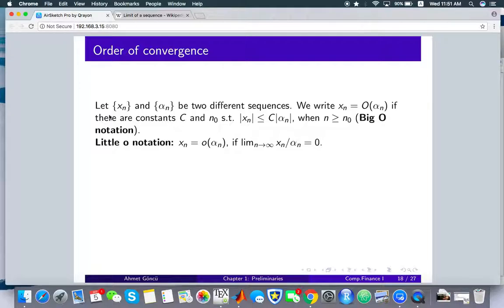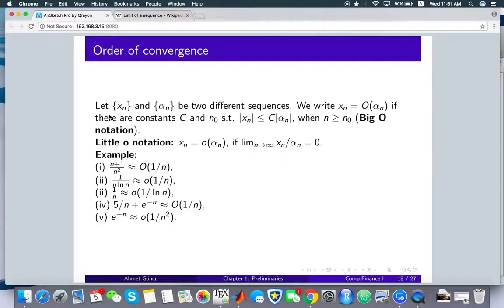And there is also the little o notation, which we use in this line here. Basically, x_n is little o of alpha_n if the limit of x_n divided by alpha_n goes to 0 as n goes to infinity. You can think about different examples to understand this better. For example, (n plus 1) divided by n squared is big O of 1 over n, because I can always find an arbitrarily large constant c to bound this sequence with the second sequence 1 over n.